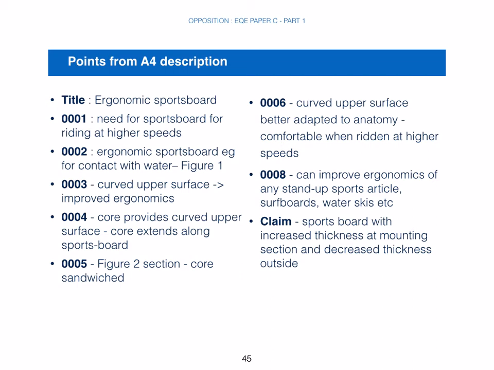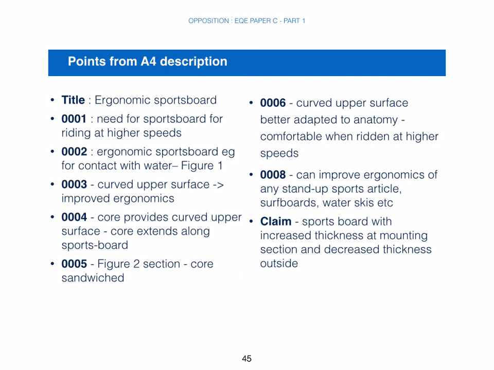Paragraph 6, the curved upper surface is better adapted to anatomy and is more comfortable when ridden at higher speeds. Paragraph 7 is not important. Paragraph 8, we can improve the ergonomics of any stand-up sports article, and it gives the examples of surfboards and water skis, but obviously that includes also snowboards or ski boards. And the claim is a sports board with increased thickness at mounting section and decreased thickness outside.